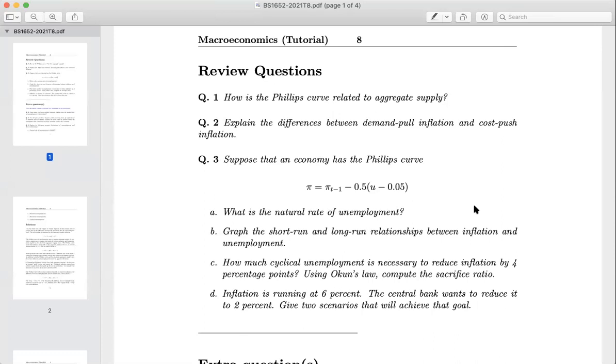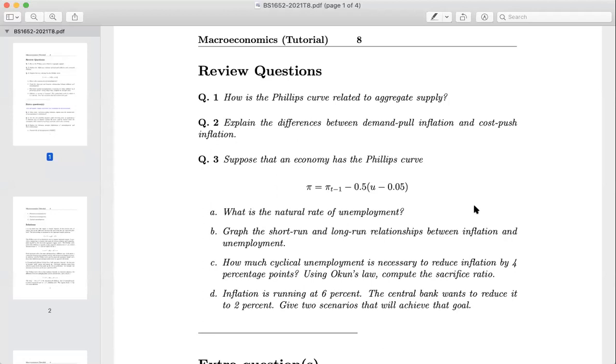So in this question, as I said, the first question you need to answer here is, how is the Phillips curve related to aggregate supply? And this is a question that we already covered in the recap. So I'll go through the answer very quickly in a moment, but let me just look at the other questions as well.